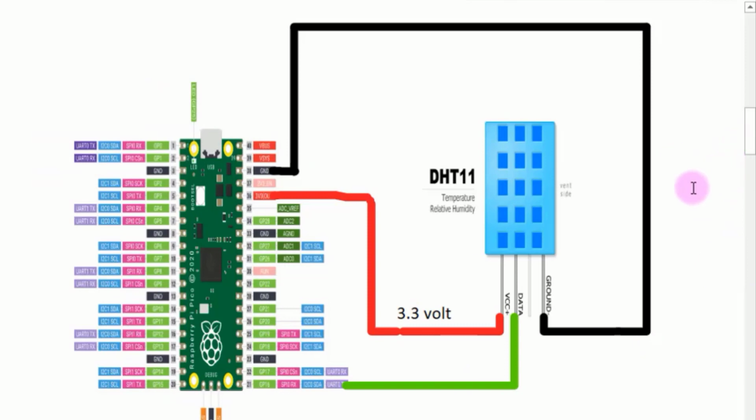The circuit diagram is pretty simple. This is the Raspberry Pi Pico and this is the DHT11 sensor. The first pin of the sensor is connected to the 3.3 volt of the Raspberry Pi Pico. The last pin is connected to ground. The second pin is connected to GPIO 16. This second pin is the data pin that will output the value of temperature and relative humidity, and this third pin is not connected.